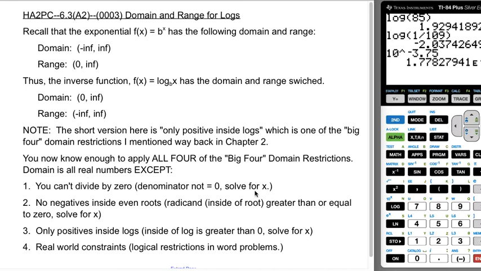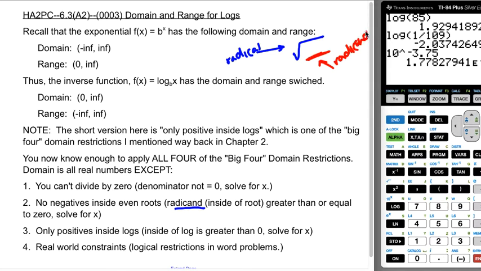So number 1, you can't divide by 0. So if there's a denominator, you set it not equal to 0, and then solve for x. That's your domain restriction. Number 2, no negatives inside even roots. That's called the radicand, which is the inside of the root, is greater than or equal to 0. So just to be clear, radicand is a real word, right? This thing is called a radical, right? And the thing on the inside of it is called the radicand.